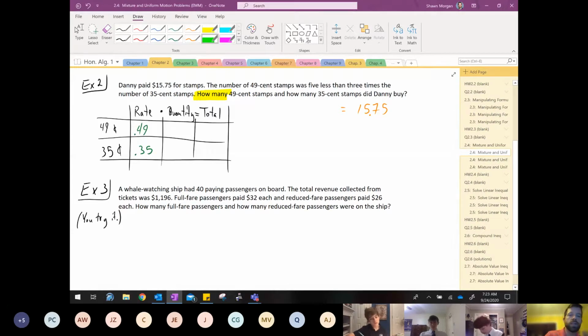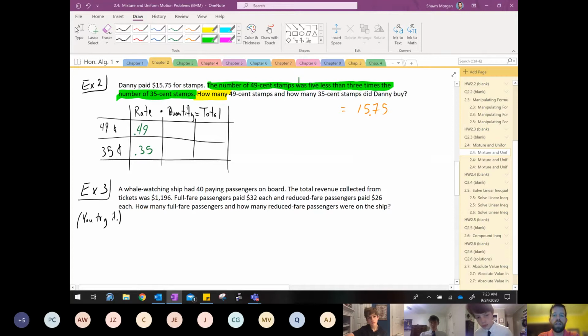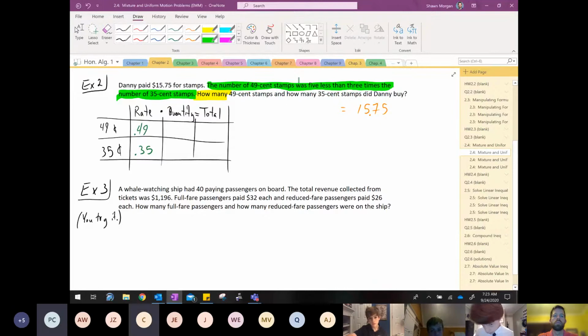When I read this sentence that's highlighted in green, which one is there more of, and which one is there fewer or less of? It says the number of 49-cent stamps is 5 less than 3 times the number of 35-cent stamps. So which one do you guys think there's more of? 49-cent stamps. Yeah, I agree, right?